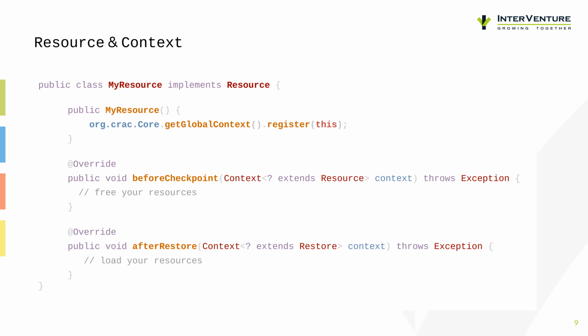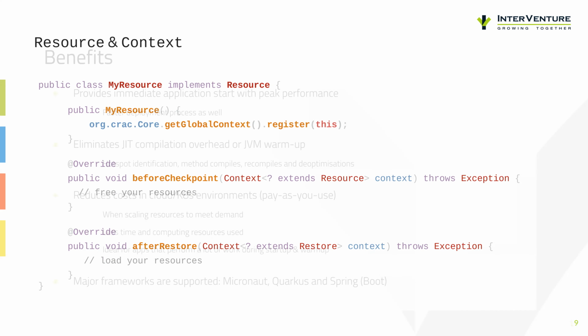It actually notifies the resources in the same order as they were registered before checkpoint, and in the reverse order after restore. As you can see, both methods throw exceptions in case checkpoint or restore cannot happen successfully, so that can be handled. So if a checkpoint fails, the application will just continue running.